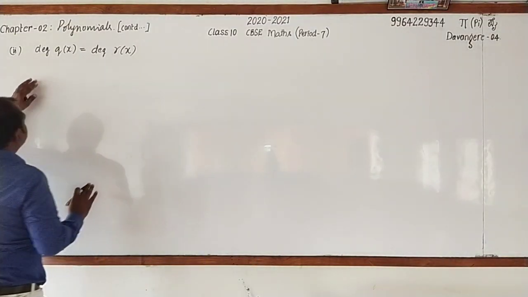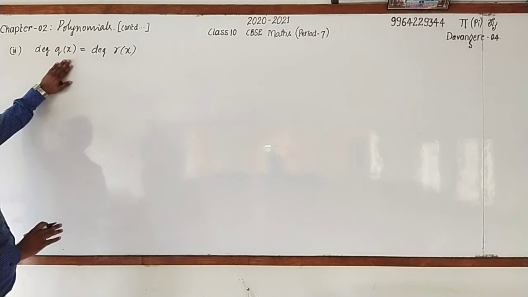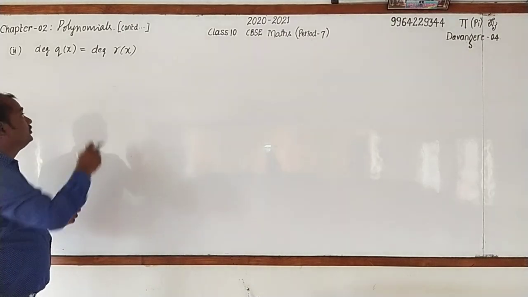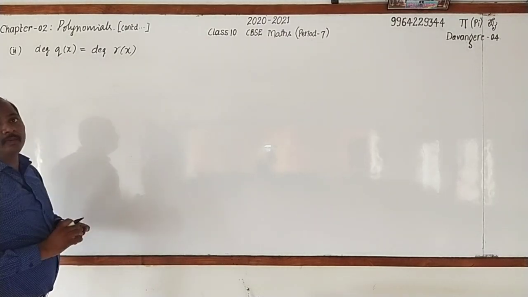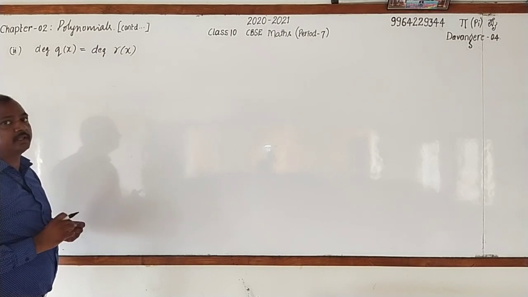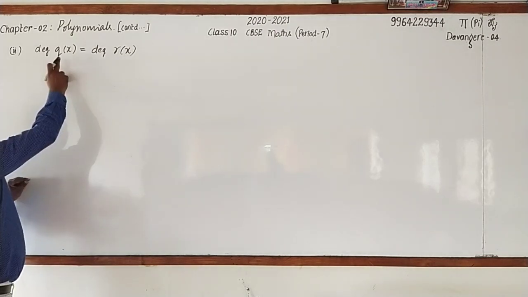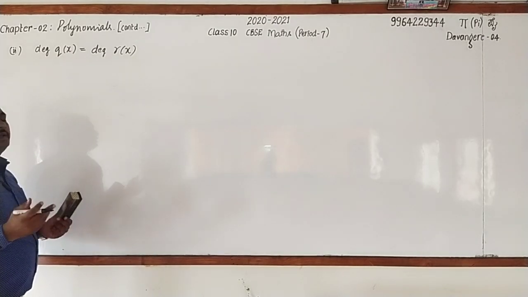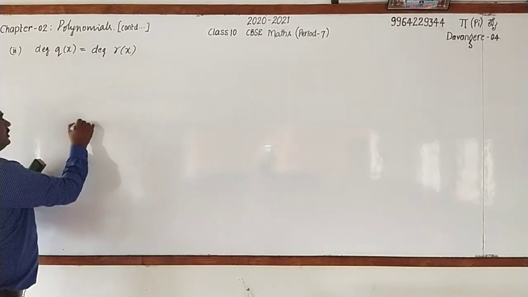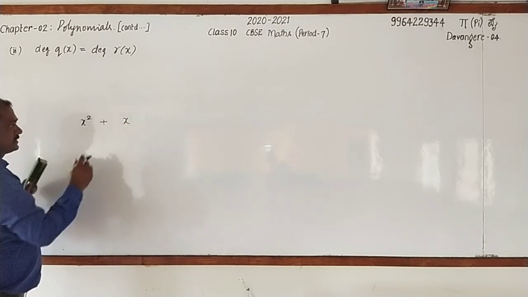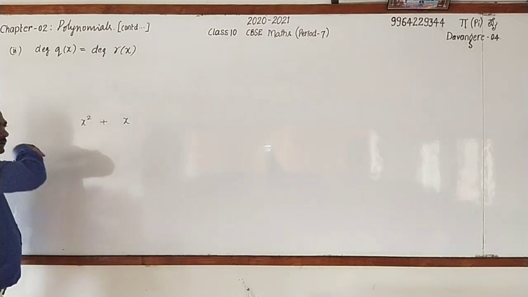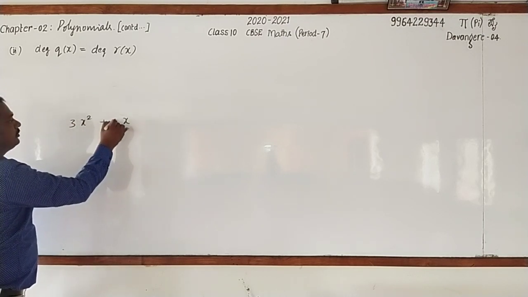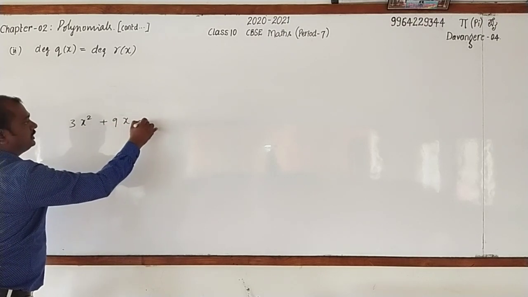Now, observe the second condition. It is degree of q of x is equal to degree of r of x. See, the degree of these two, quotient and remainder, should be same. Then how to take that? Very simple one. Quotient, remainder. Please do remember that. Here I am going to take a simple example. X square plus x. Let us take the multiple, or the factor, it is 3, and let it be 9 and 11.